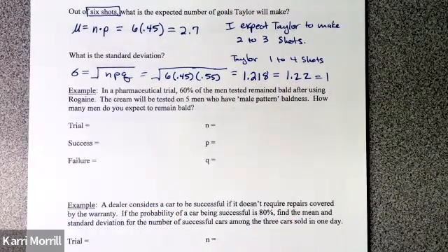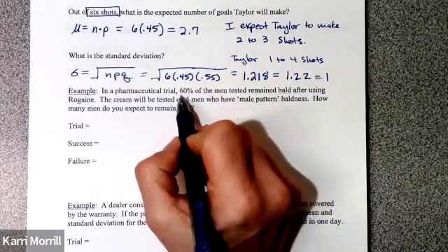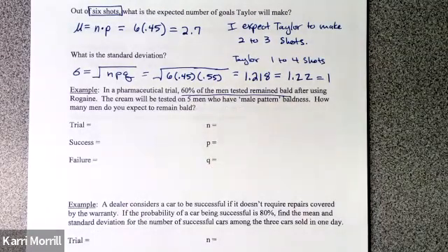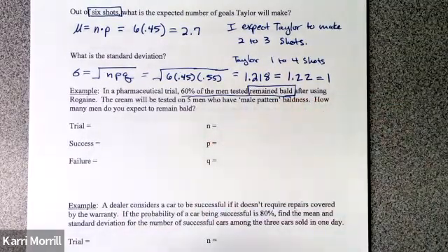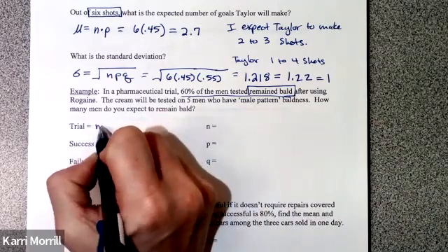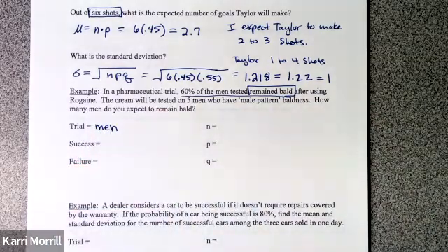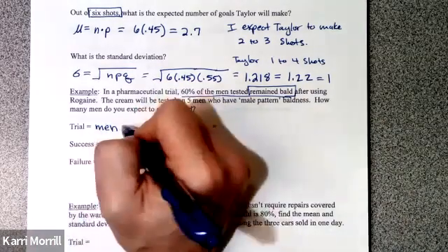The next example: in a pharmaceutical trial, 60% of the men tested remained bald after using Rogaine. The cream will be tested on 5 men who have male pattern baldness. How many men do you expect to remain bald? This one's kind of weird because you would think remaining bald was a failure, but the statistic they give us refers to remaining bald. So actually that's going to be our success. Our trial, we're trialing each man, so each man in the trial.